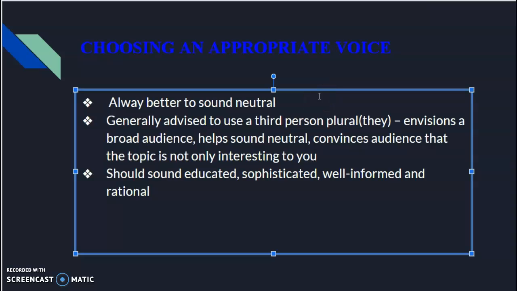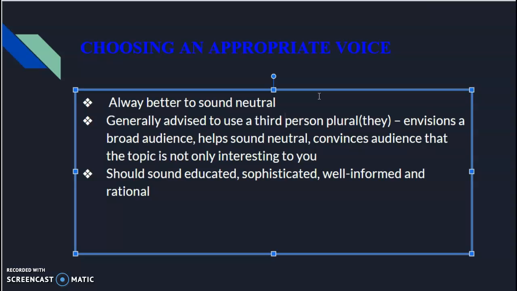Now, why is that? When you say they instead of you, it envisions a larger audience and it implies that a larger number of people are reading it. It sounds neutral, and more importantly, it convinces the audience that a lot of people are interested. That is, this is not a topic that's just interesting to you.